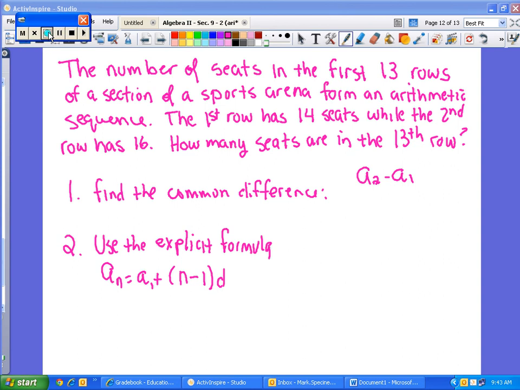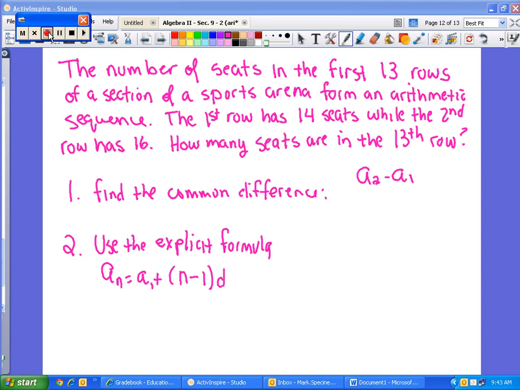The only difference between Friday and this is, of course, this is a word problem. And instead of them giving you the order of the terms, you just sort of have to figure it out. But it's really easy because they tell you the first row has 14, the second row has 16. So those are the first 2 terms in my sequence.